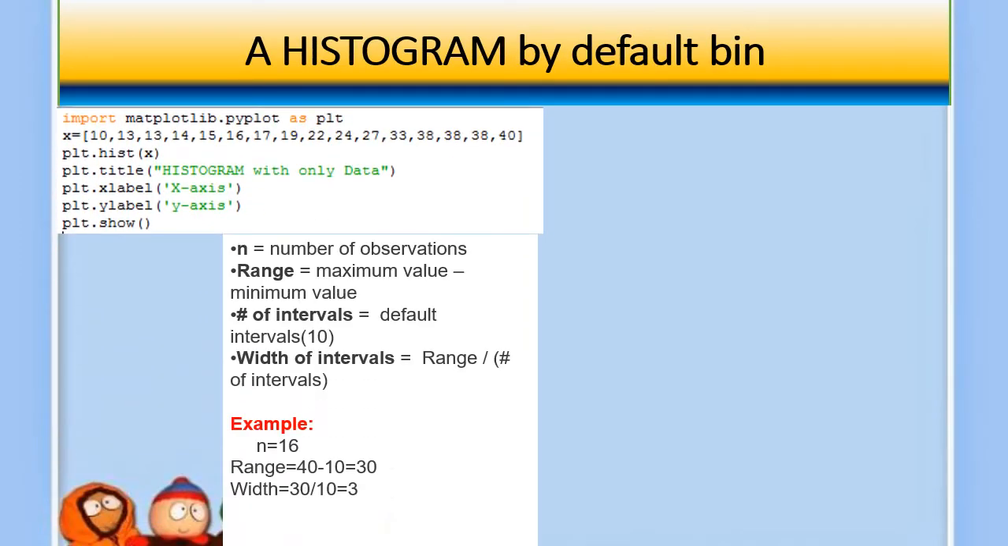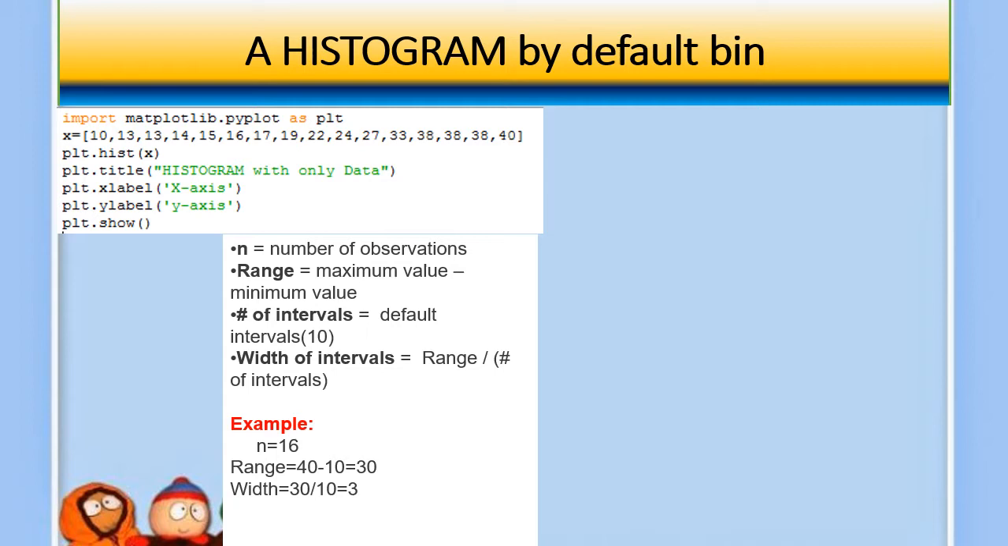Here, first we import the matplotlib library pyplot, aliased as plt. We give a set of values x, then plot the histogram and give the title, the x label as x-axis, and the y label as y-axis. Now let's see how to find the intervals. By default the number of intervals is 10 only.